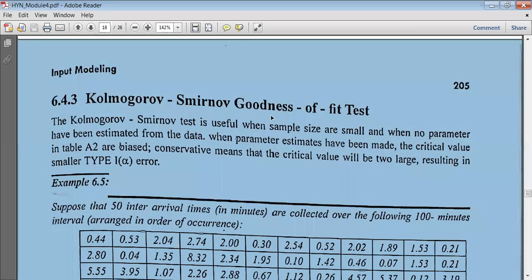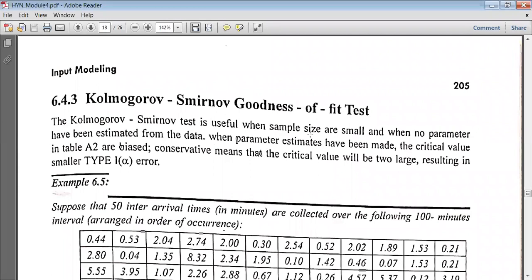Welcome to today's session on Kolmogorov-Smirnov goodness of fit test. Already we have solved problems in module 3 on KS test, right? To check whether the numbers are uniformly distributed or not. The same thing we are applying here to check whether the data is good in order to carry out any simulation process or not.